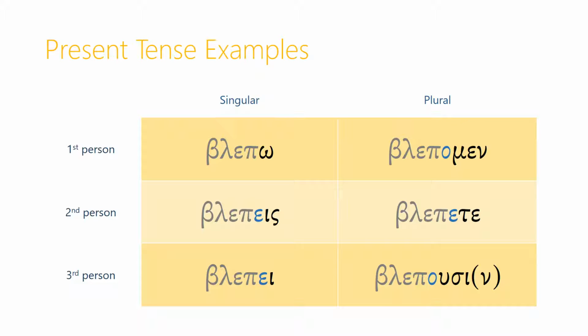Here's just another example of another verb in the present tense. We have blepo, first person singular, second person blepes, third person blepe. Plural, blepomen, blepete, and blepusi. So blepomen would be we see, or we are seeing. Blepete would be you, plural, are seeing. And blepusi would be they are seeing.